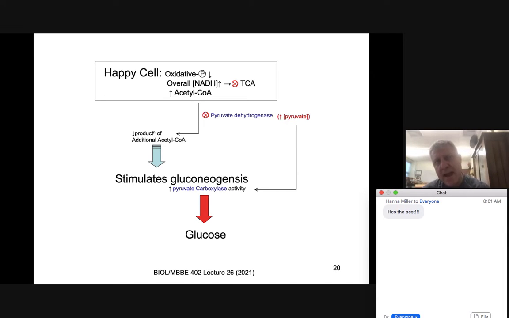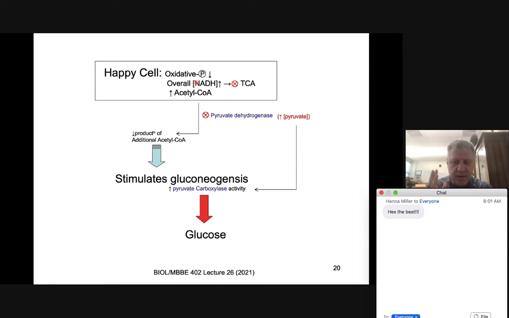We know a cell's happy because we see this particular process, the cellular oxidation, is decreased. And we're going to talk about oxidative phosphorylation towards the end of this lecture series. The overall concentration of the NADH, the majority of which is going to come from the TCA cycle, which we'll hopefully see next week. The TCA cycle is going to be this hub of producing these electron carriers, and we're going to see those.